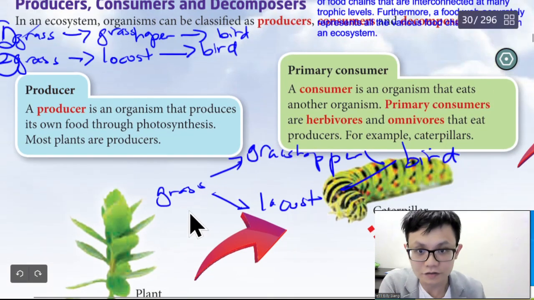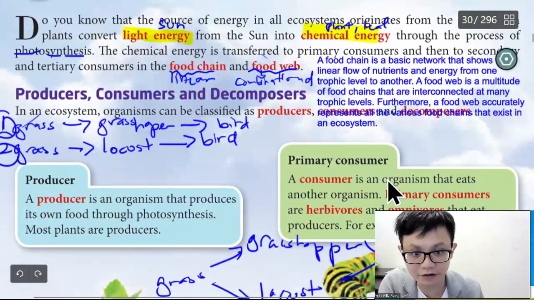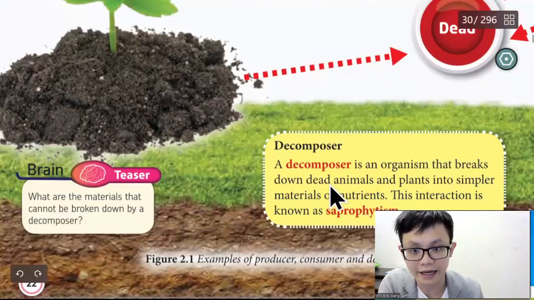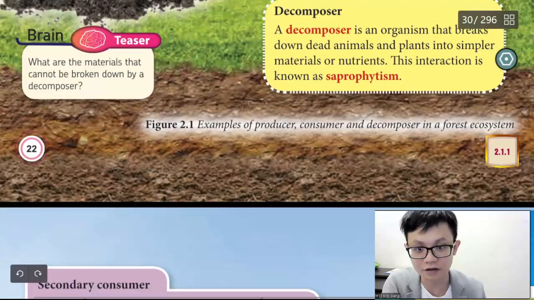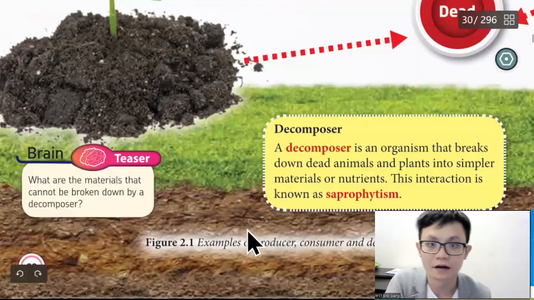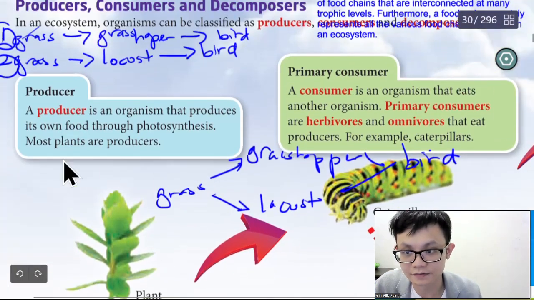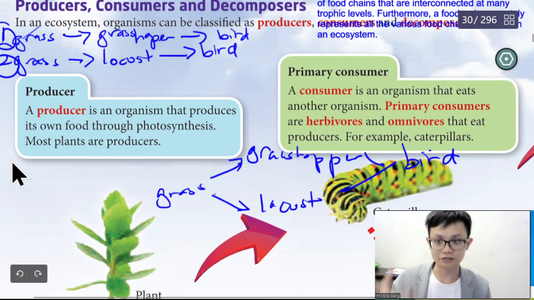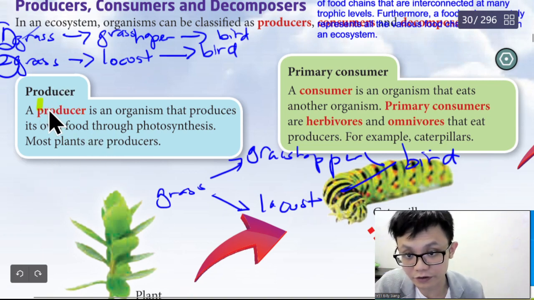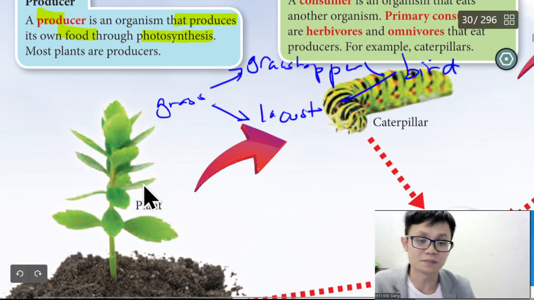Okay, again, so from here we already learned, right? We have producer, primary consumer, and decomposer, not the secondary consumer. Oh, it's here. So here the plant is the producer organism. The exam will ask you what is a producer. So producer is the one that produces its own food by photosynthesis. So this plant is a producer.